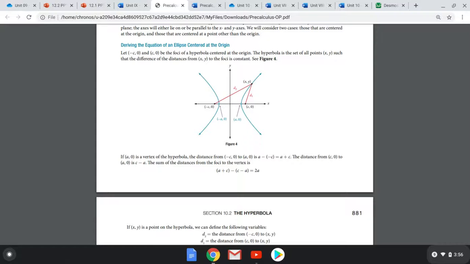Hello, this is 10.2 Hyperbolas Part 2. And I want to talk really quickly about the definition of a hyperbola.